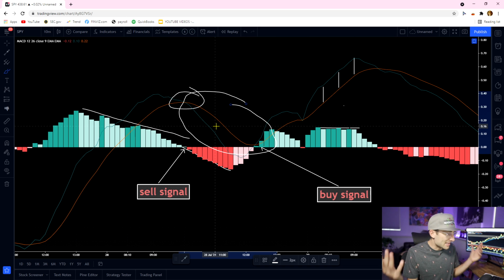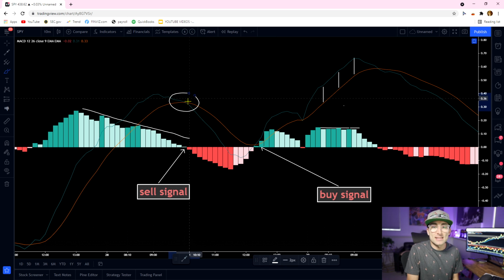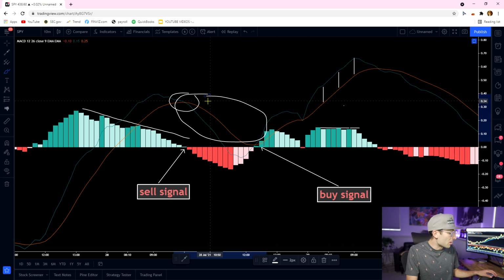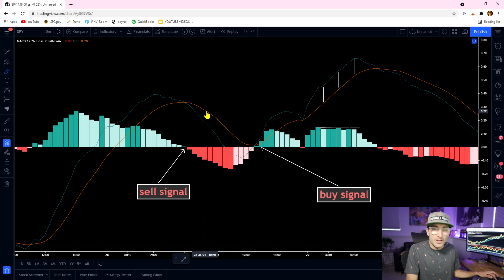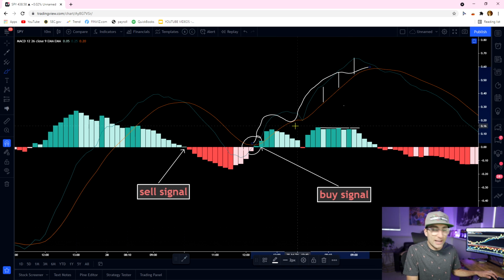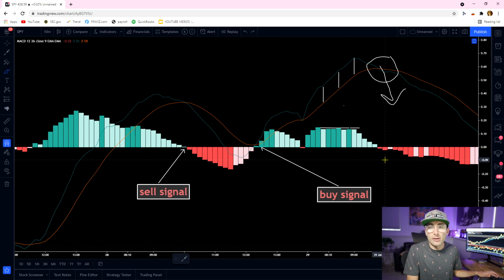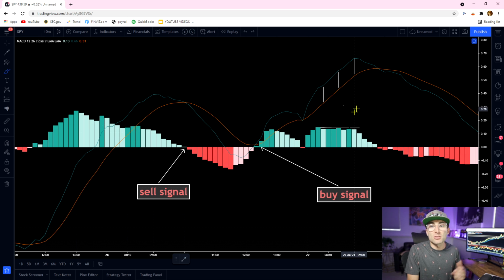You can, it's up to your discretion, but you can see here, that was a great cross to the sell side, but the MACD again was above zero. So some people don't take it. That's just up to them. And over here, you can see we get a cross above zero, so it's a definite buy, and we just rip on the MACD higher and higher and higher. Again, cross up here, bearish signal. You get the MACD green to red, but we are above zero, so taking that is up to your discretion.